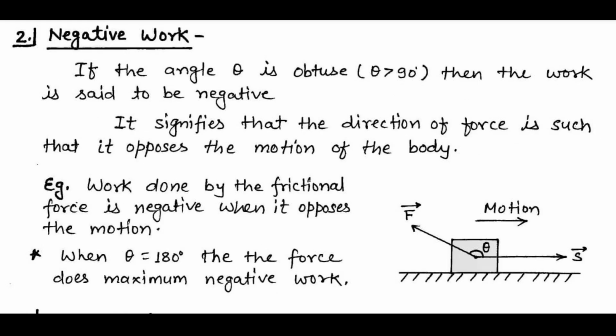For the negative work done, if the angle is obtuse, then the work is said to be negative. It signifies that the direction of the force is such that it opposes the motion of the body. For example, the frictional force is the opposing force and it opposes the motion, so the work done in this case is negative. The frictional force and the applied force are acting in different directions at the same point, so the angle theta is 180 degrees. When theta is 180 degrees, then the force does maximum negative work.